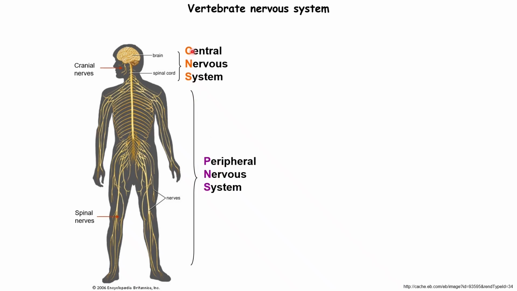So central nervous system basically includes the two main parts of the nervous system, the brain and the spinal cord. And the peripheral nervous system includes various nerves that are going from the brain or the spinal cord to various parts of the body, like in the hands, in the legs, at the back, and so on.